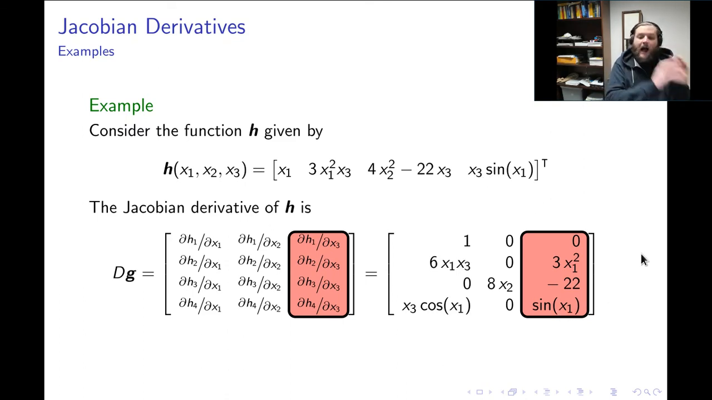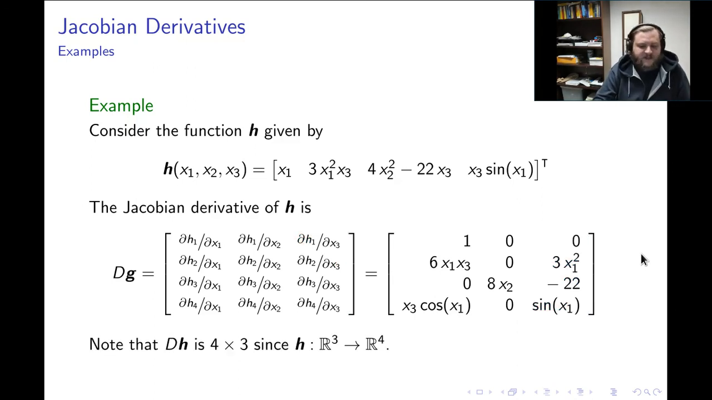So here I went column by column instead of entry by entry. But the point is that this Jacobian derivative is a 4 by 3 matrix because this function goes from R3 to R4.